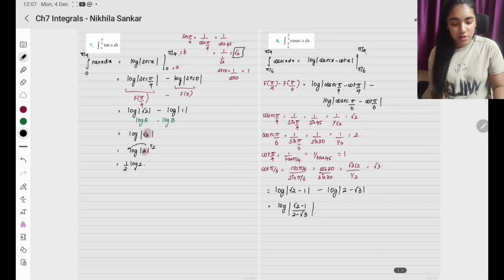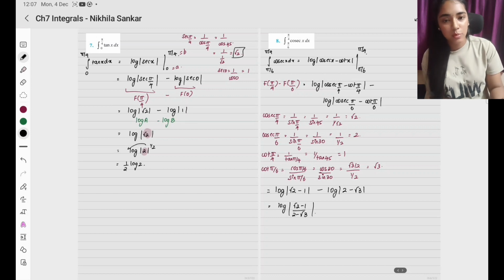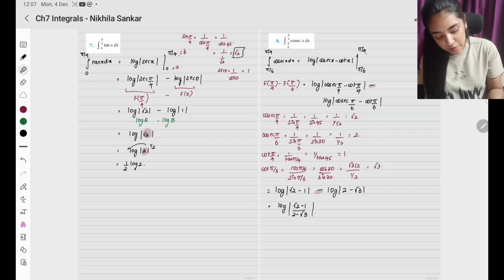Okay? Please copy. Just substitute the values: upper limit minus lower limit. Always remember, be careful with the sign. In the second term there is a minus. So please be very careful with the minus sign.